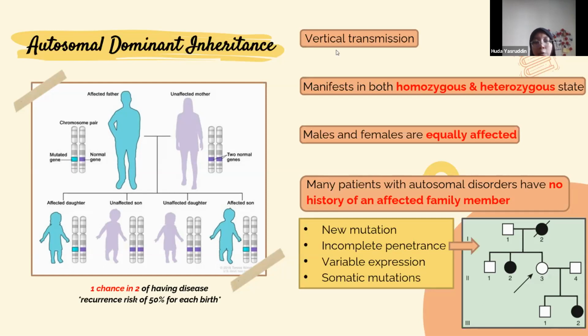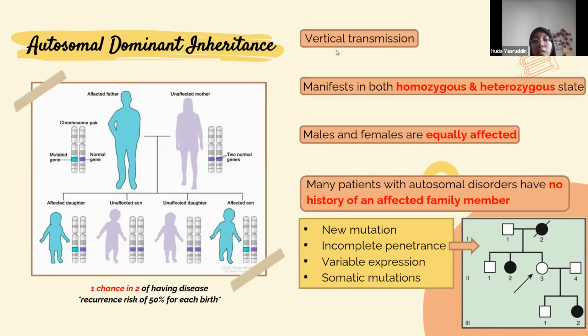However, when the patient came to the doctor, usually there is no history of an affected family member. And this is due to four reasons. The first one is the new mutation, or what we call the de novo mutation, which means the mutation occurs on the sperm and the egg of the parents. So before the embryo was formed, there is a mutation in the sperm or an ovum. So we say it is a new mutation.